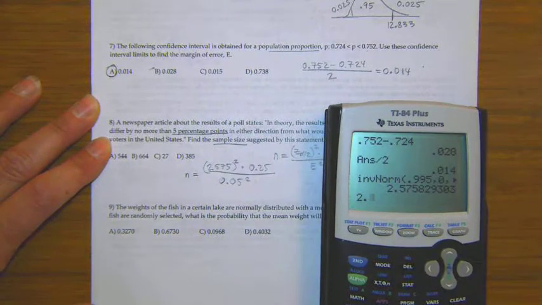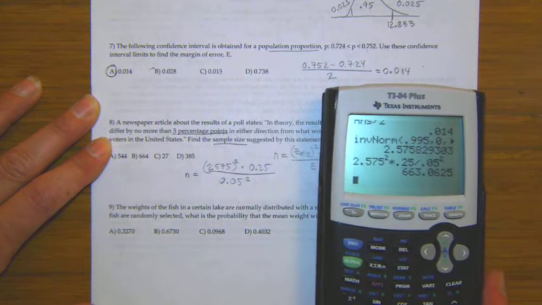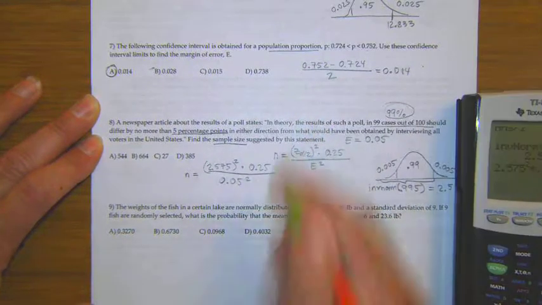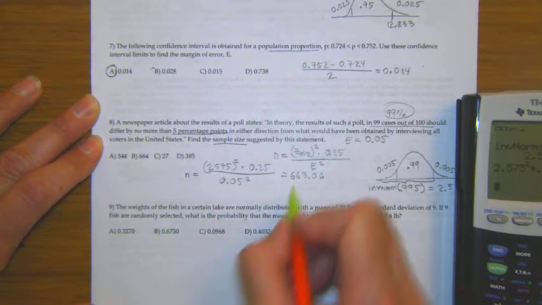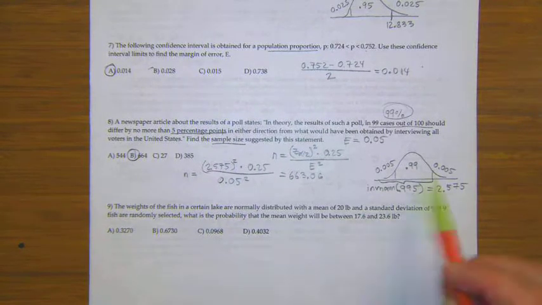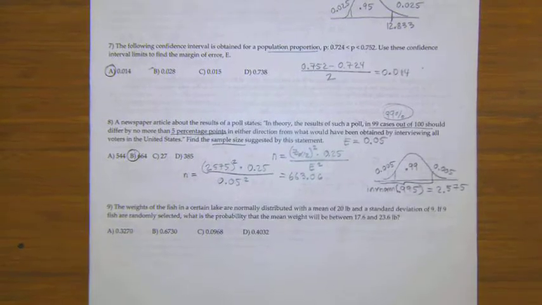So 2.575 squared times 0.25 and then divided by 0.05 squared. We have a sample size of 663.06, and again we're rounding up to 664. Okay, so obviously if you rounded this to 2.576, you may get a slightly different answer, and I'm happy with that as well.